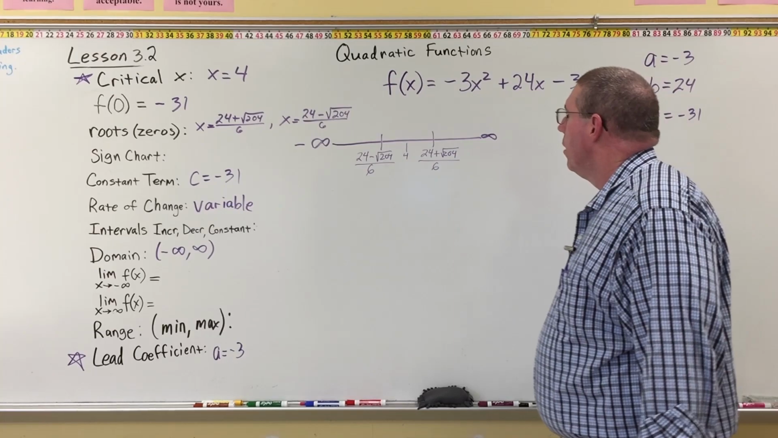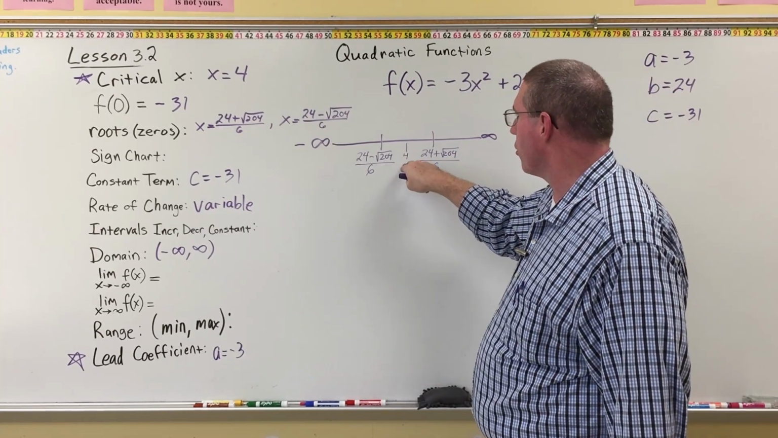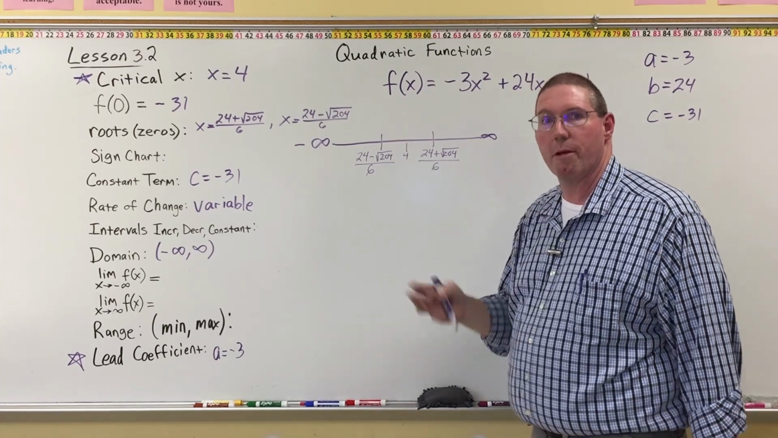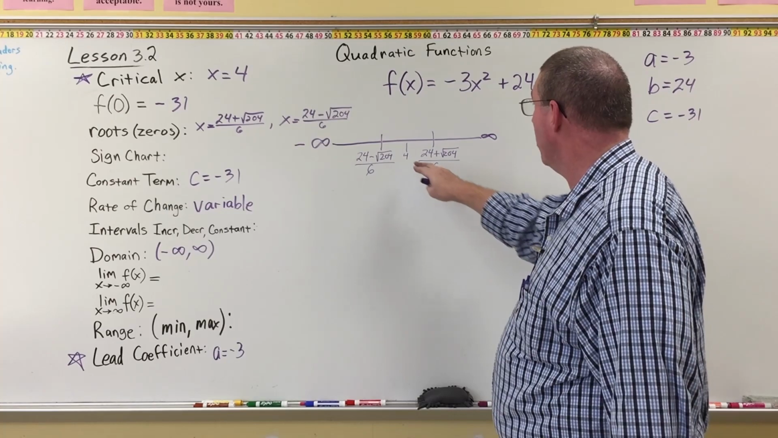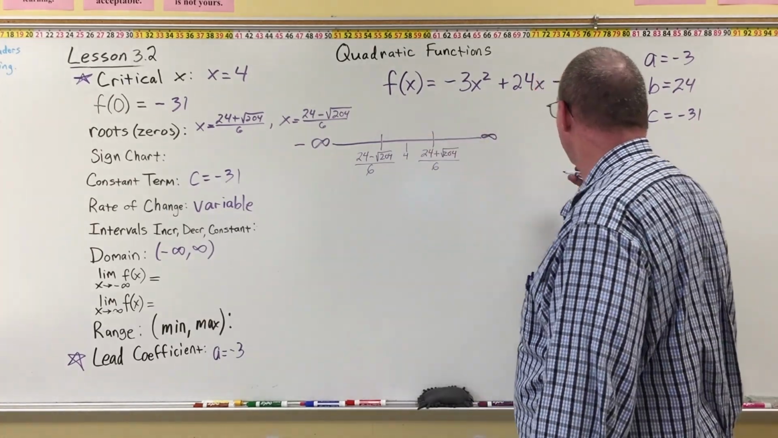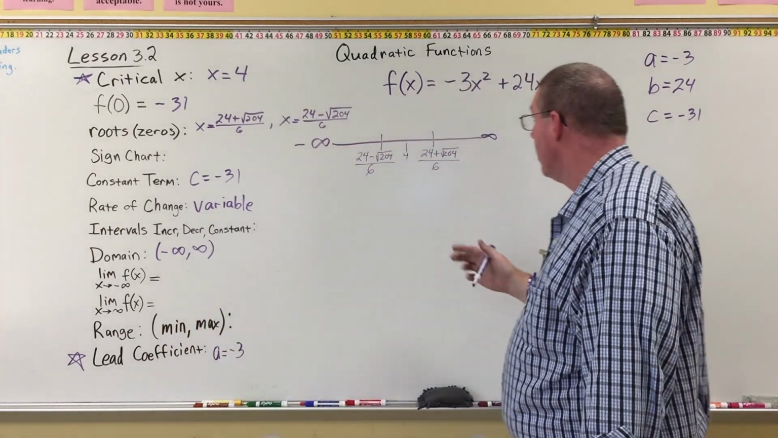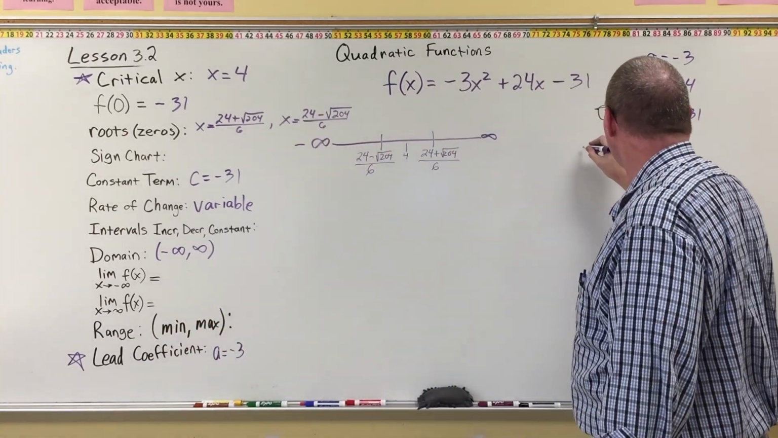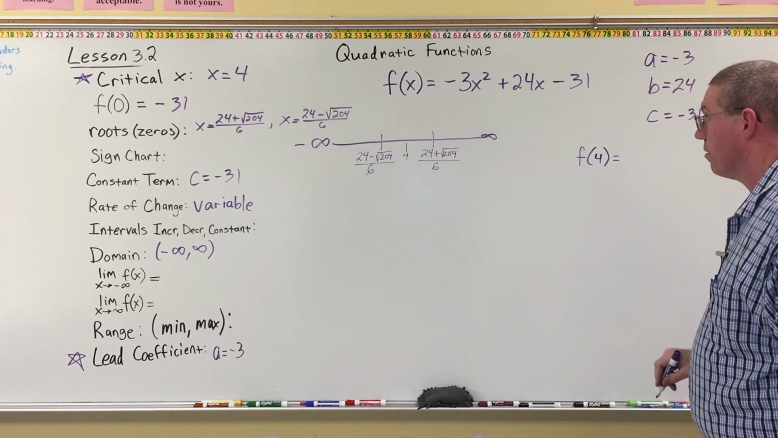Okay? So what we can do is, I told you this before, we can take the 4, we can use the critical x to find our middle term as positive or negative. So let's go ahead and plug 4 into our function. Remember, we're going to need that later anyways when we do our range, okay? So it's a good idea to go ahead and find out what is f of our critical x, okay?